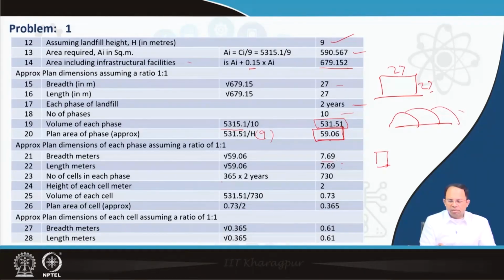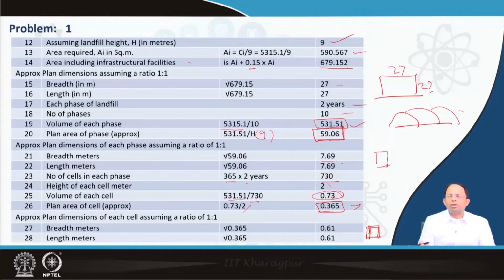Total number of cells, because it's for a 2-year period, 365 into 2, 730. Height of each cell is 2. Volume of each cell is the volume of one phase divided by 730. So this is the volume of each cell, and we divide by 2, we come to around 0.365, the total area of each cell. And because it is 0.365, if I consider a squarish cell, each direction is 0.6 meters, right? So that is 2 feet by 2 feet is one cell.